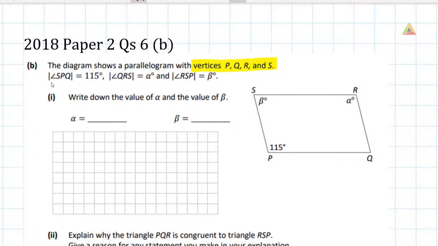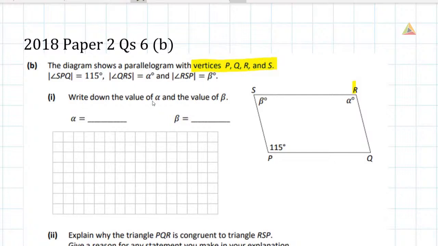And it gives me the size of the angles. So from S to P to Q is 115 degrees. The size of the angle that starts at Q and goes to R and goes to S is this alpha, just a letter A type, and the size of the angle that starts at R and goes to S and goes to P is going to be this beta, which looks a little bit like a B.